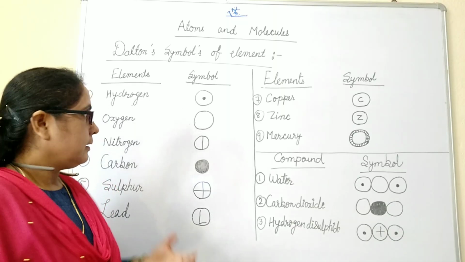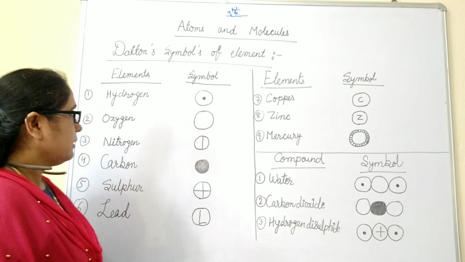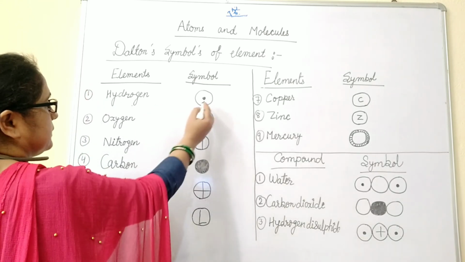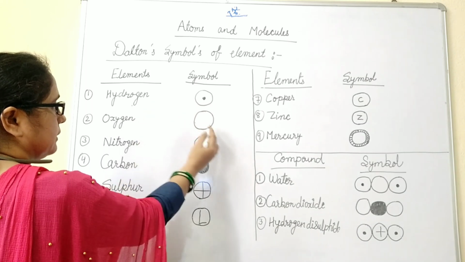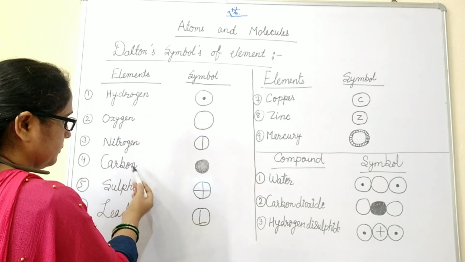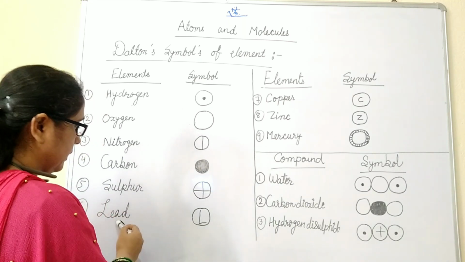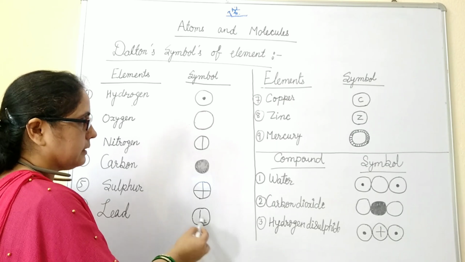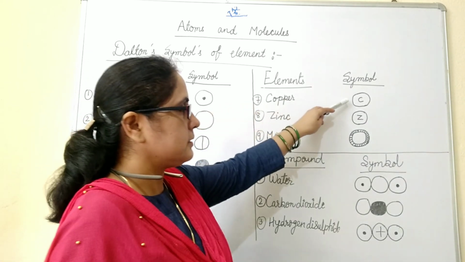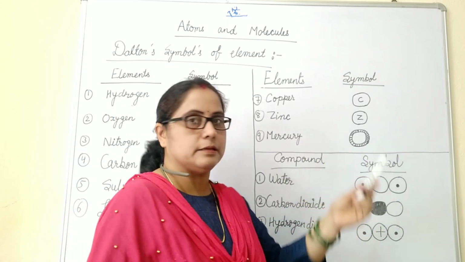Here I am showing you Dalton symbols of elements. Dalton used this symbol for hydrogen, this one for oxygen, this is for nitrogen, this one is for carbon, and for sulfur he had used this symbol. Lead is represented by this symbol, copper is this one, zinc is this, and mercury is represented by this symbol.